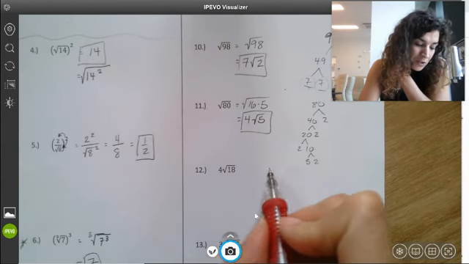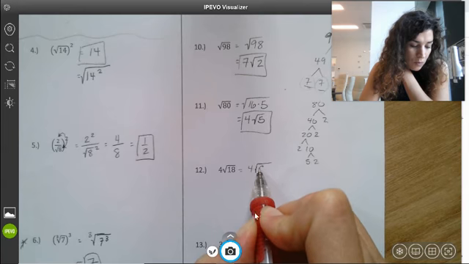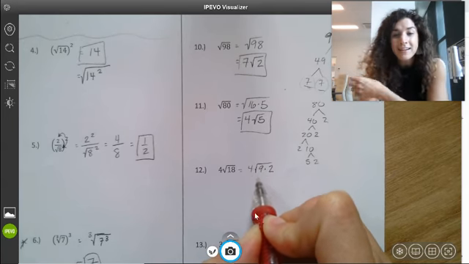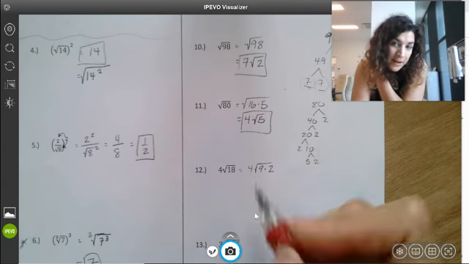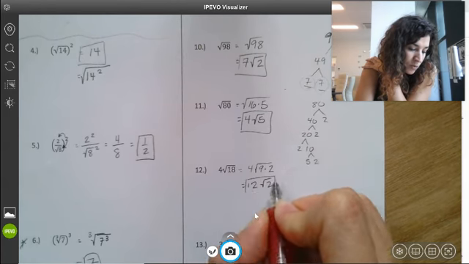For problem number 12, the perfect square that's going to come out is 9. So I get 4 times the square root of 9 times 2. That 9 comes out and becomes a 3, and it multiplies with that 4. So it becomes 12 times the square root of 2.